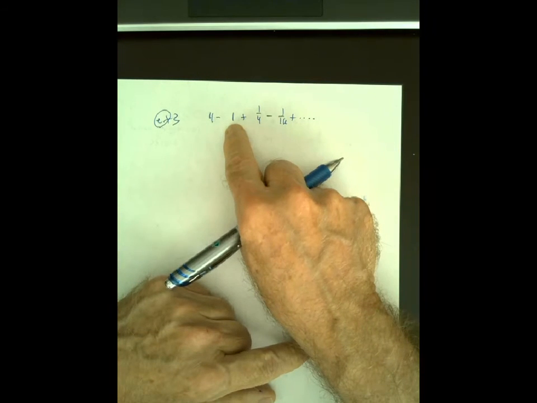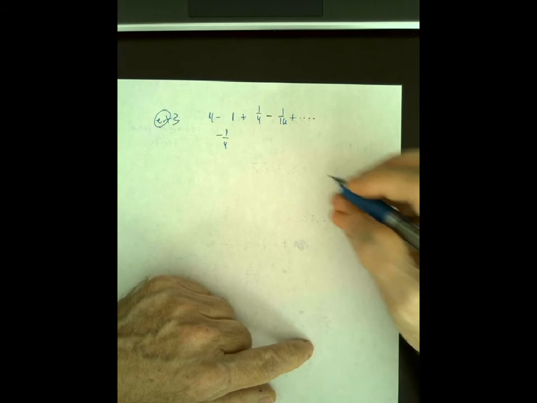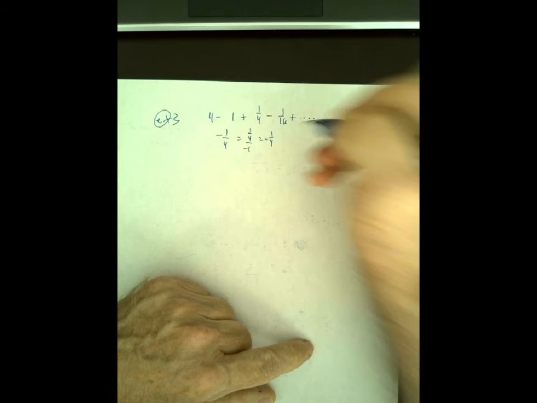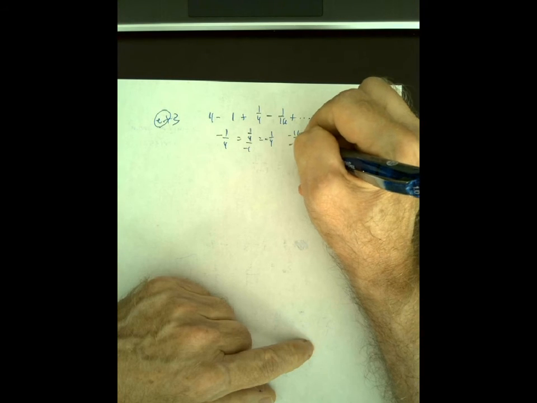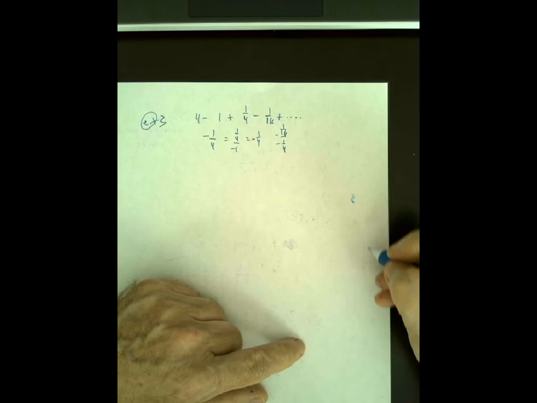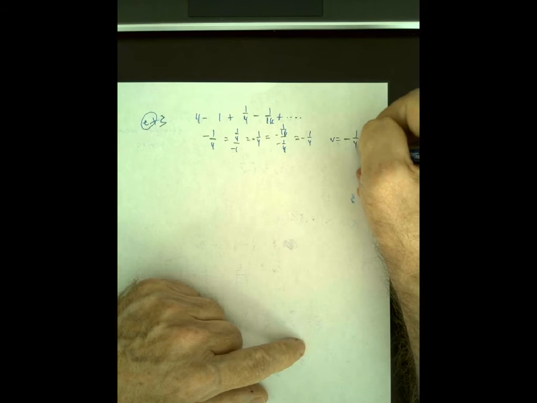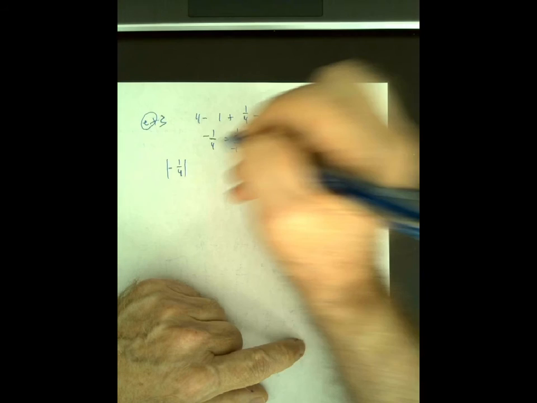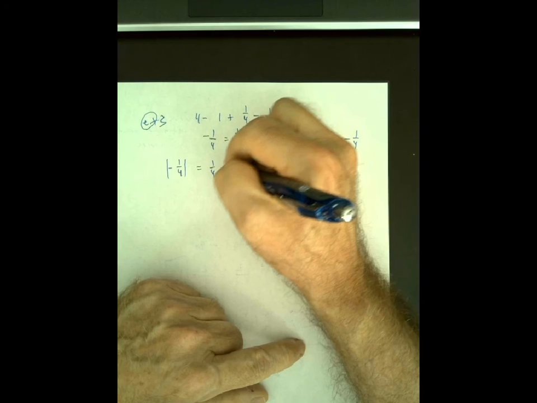Divide each subsequent term by the previous term. -1 divided by 4 is, of course, -1/4, right? And then 1/4 divided by -1, oh, look, that's -1/4 again. Or -1/16 divided by -1/4. Oh, they're all equal to -1/4. So R is equal to -1/4. Now, is that convergent? Yeah, because we take the absolute value of -1/4, that's equal to 1/4, less than 1.